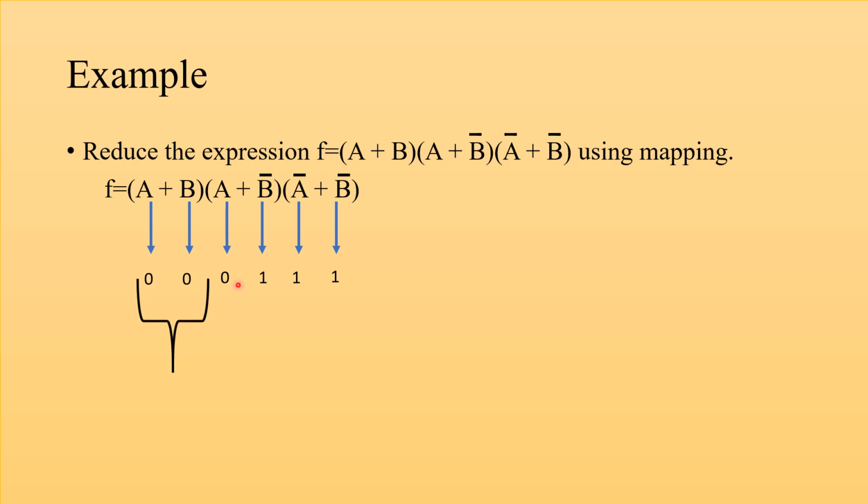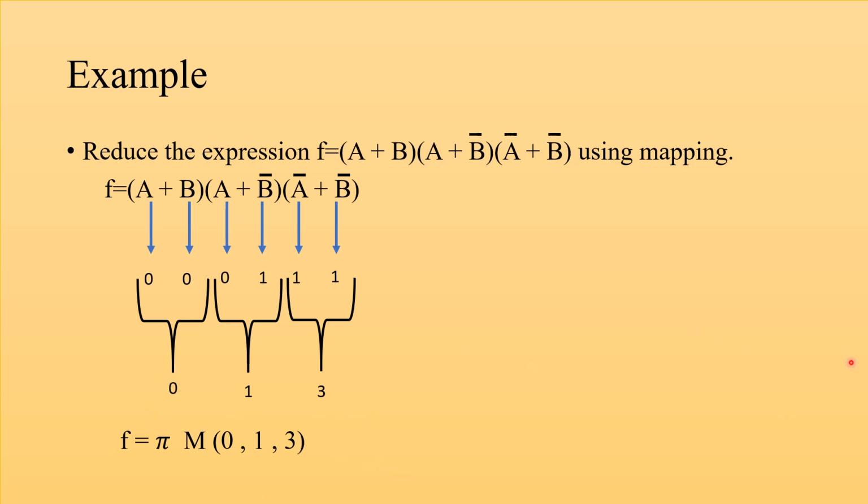Now, what is the decimal value of the binary 0, 0? It is 0. The decimal number of the binary value 0, 1 is 1 and the decimal number of the binary value 1, 1 is 3. So, from this we can write the max term expression. It is F is equal to pi M 0, 1, 3.